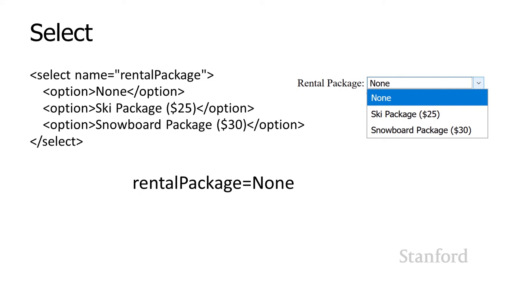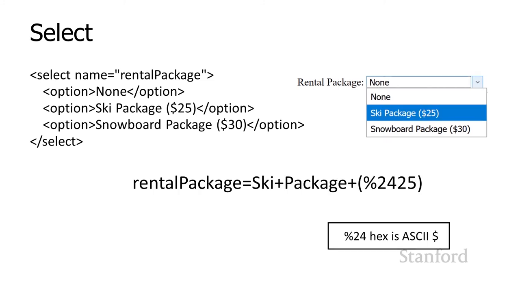But this can cause some problems, because this works fine for none. But if I switch to ski package $25, it turns out that that is actually going to get converted to ski plus package plus parentheses percent 2425. What the heck is that? What's going on here is that we can't transmit a dollar sign normally through the HTTP protocol, so it needs to get converted. And percent 24 is the hexadecimal code which corresponds to an ASCII dollar sign, so it gets converted.